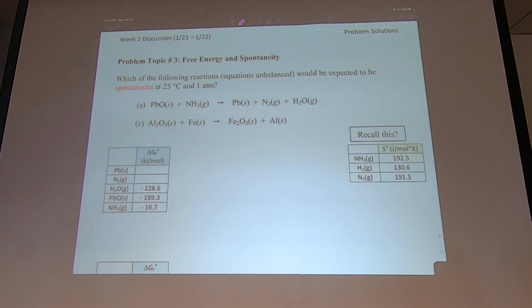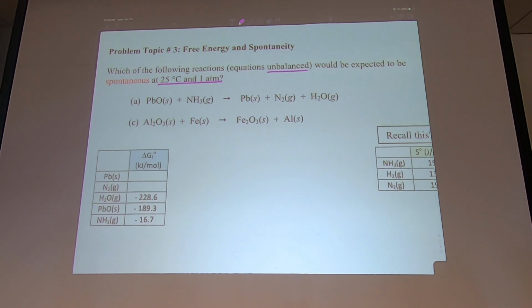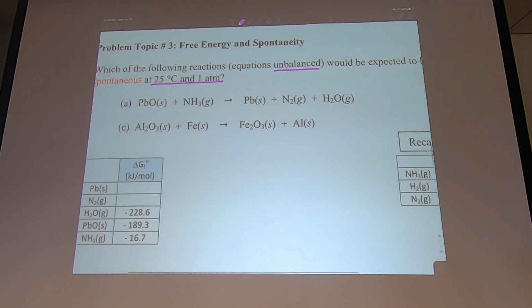This is the third topic, which is free energy and spontaneity. The problem is the reaction is written and it is unbalanced, so I have to balance it out. The temperature is 25 degrees and 1 atmosphere pressure. So, okay, this is given, and I have to balance my equation first.